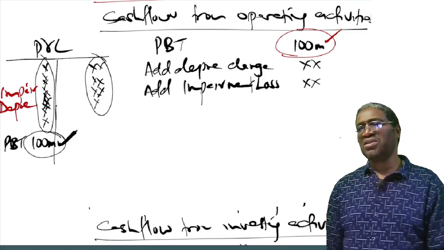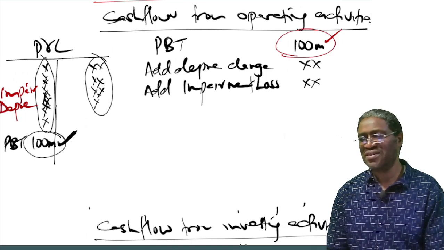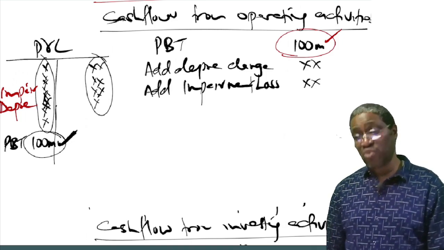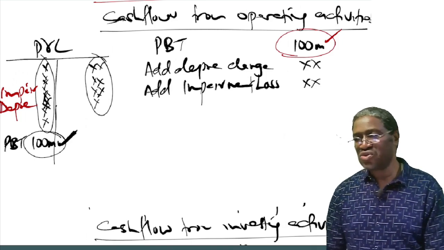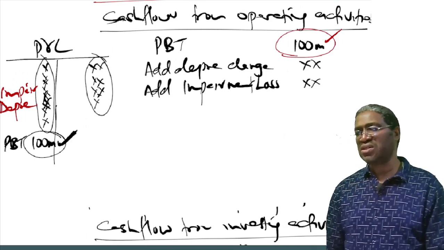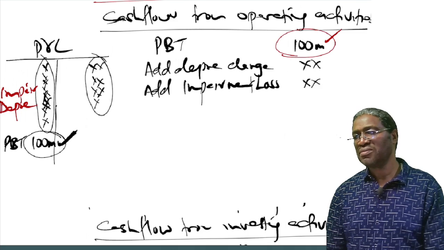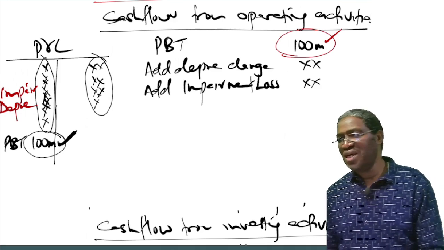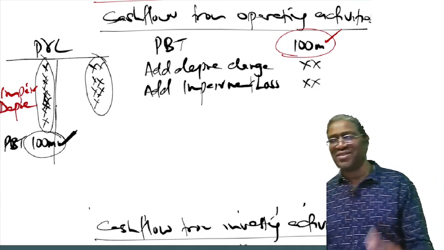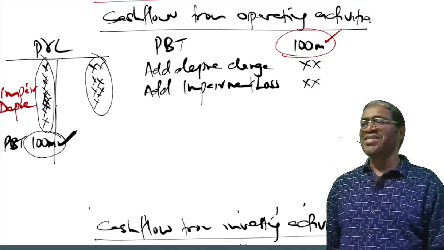Somebody give us another one. Other than these two that we have quoted, there are so many others. Yes, chat and give me another one. Unrealized gain or loss. Okay, fine. Good. Unrealized gain or loss.